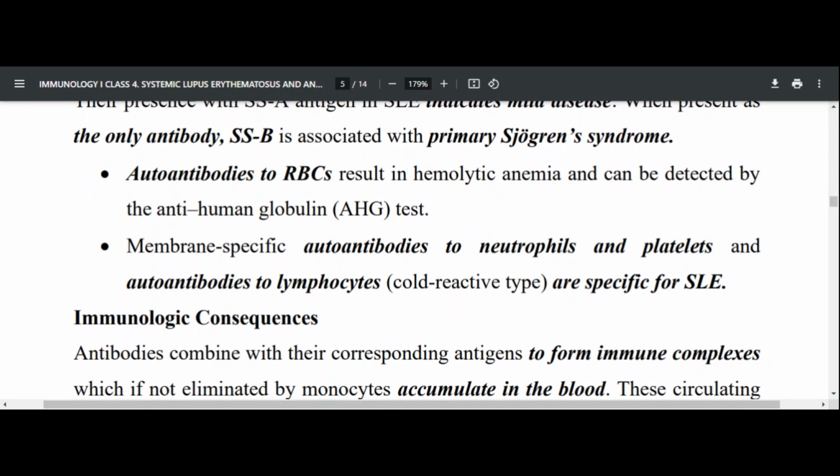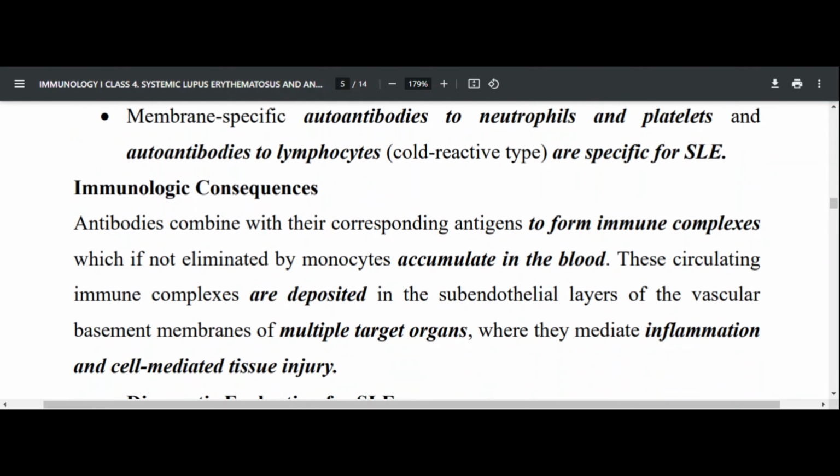So that is also very specific for systemic lupus disease, in which we find autoantibodies against almost every cell in the blood. It is specific for systemic lupus erythematosus. So apart from the presence of autoantibodies, that is the first thing. But the second and very important thing is the consequence. What is the consequence of those antibodies?